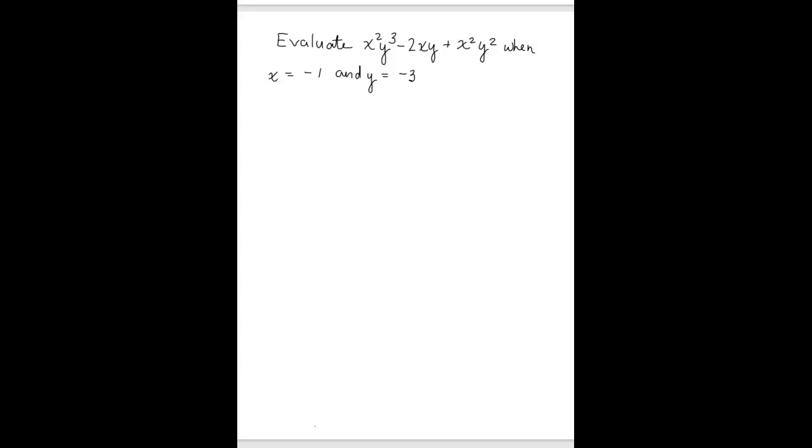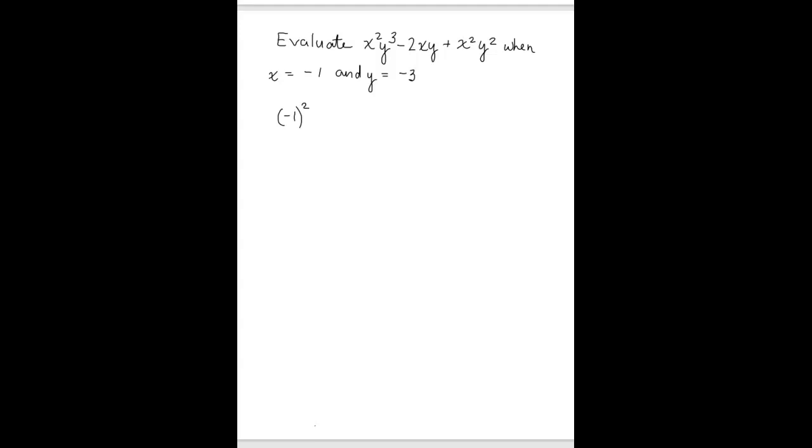I'm going to replace all of those x's with a -1, and I'm going to replace all of those y's with a -3. So I'm literally going to just rewrite this, plugging everything in. I am not going to try and do any of the arithmetic on this first pass. I want to make sure I'm just plugging all those values into the right place. So I'm going to have -1 in place of this x, and that's squared.